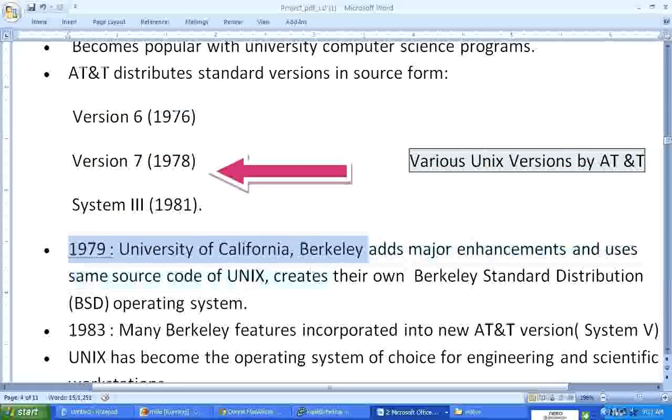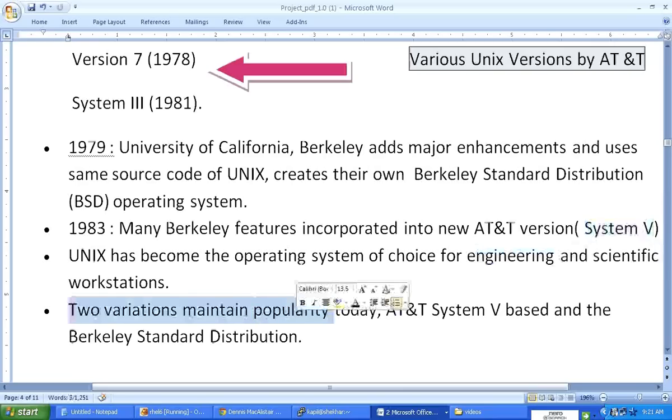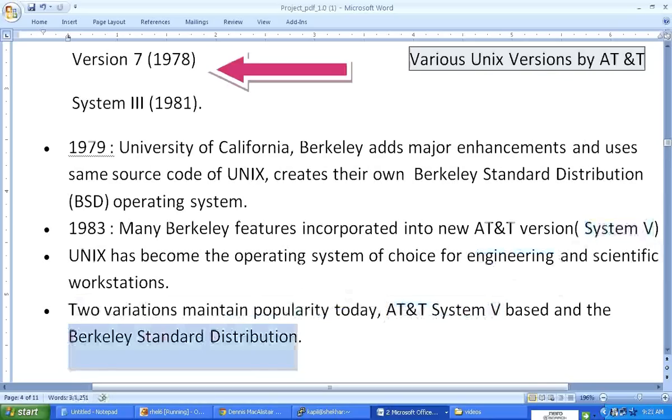As that development was going on in AT&T's research division, at the same time the University of California, Berkeley, at their main campus, added major things to the Unix operating system, and they started calling it BSD Unix, or BSD. Then many of BSD's features were again incorporated by AT&T in 1983, and that was called System 5, and it became very popular amongst engineers and scientists. So as you can see, there were two variations of Unix. AT&T created their own variation, which became popular as System 5, and the University of California started their own variation, which was called BSD.